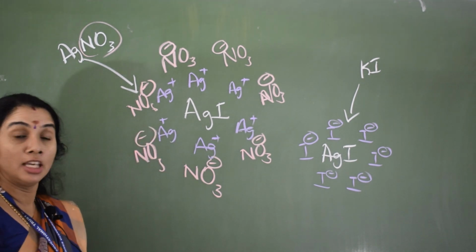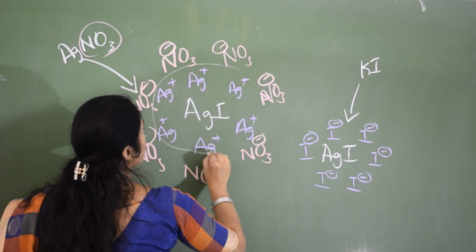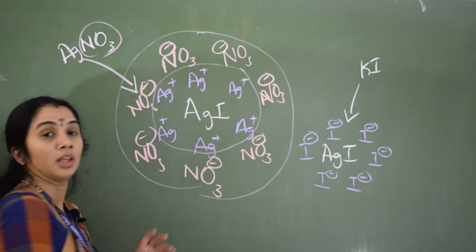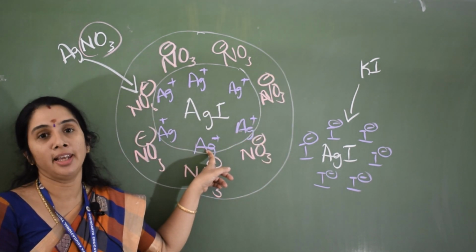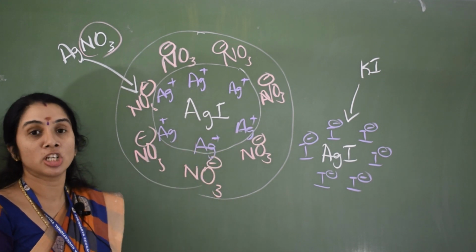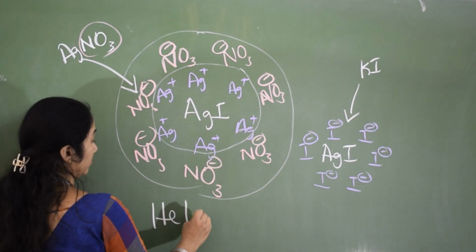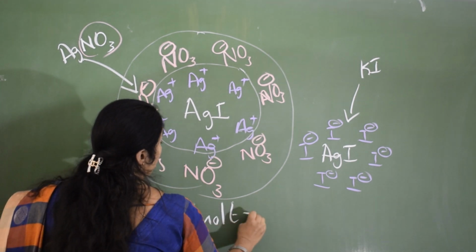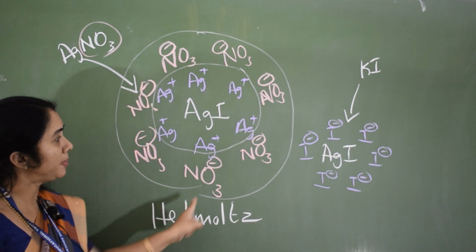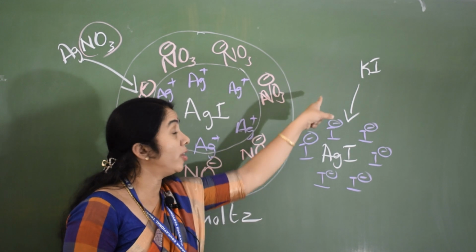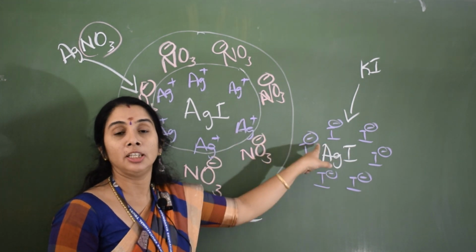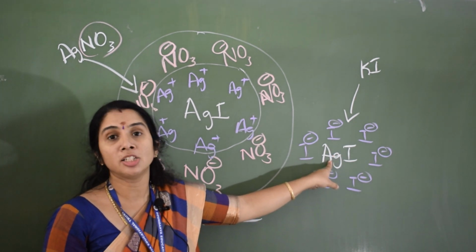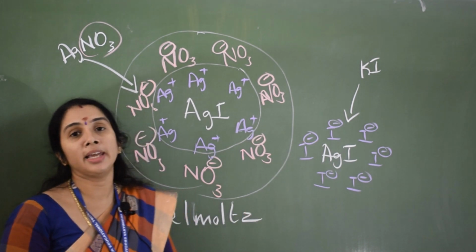So we have here the first layer. This first layer is surrounded by the second layer. This second layer is known as Helmholtz electrical double layer. Similarly over here also, when this iodide ion attracts the potassium ions around it, we get a positively charged colloidal particle. This is known as formation of electrical double layer. Helmholtz electrical double layer is formed.